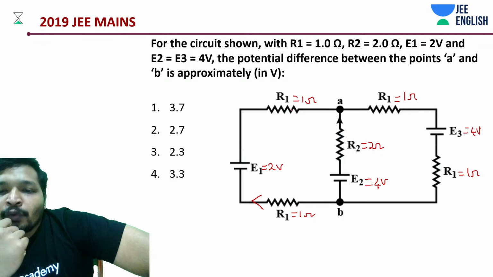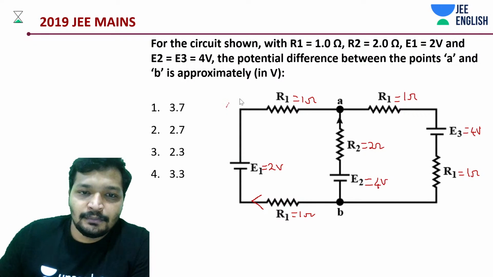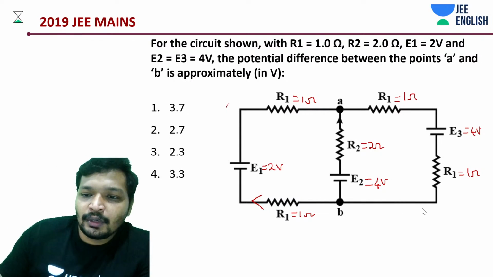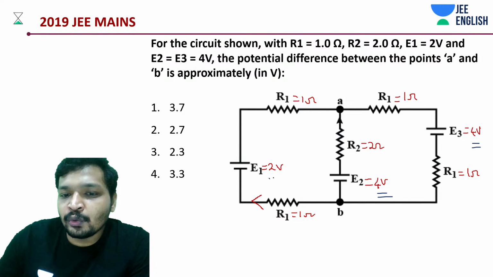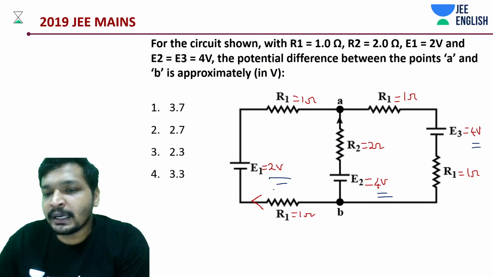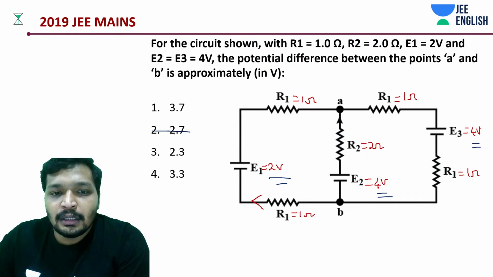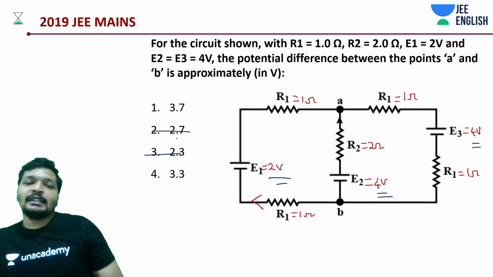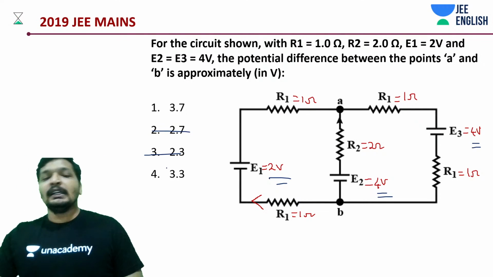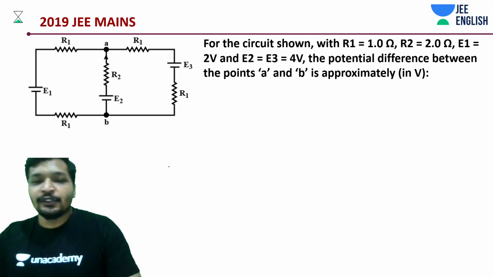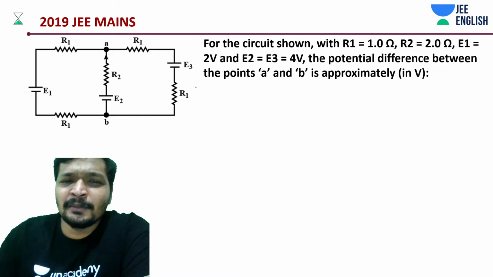But there are two 4 volts and only one 2 volt. That means your answer should be greater than 3. It can be 3.7 or 3.3, I don't know. It depends on internal resistance as well. So let's get into this problem. That's why I told you there is no shortcut for this problem, but it's a very simple problem though.